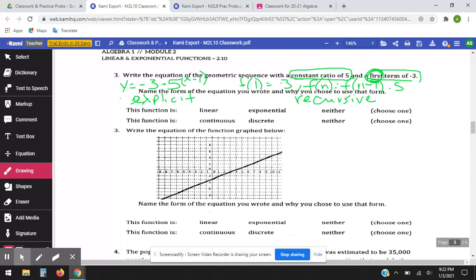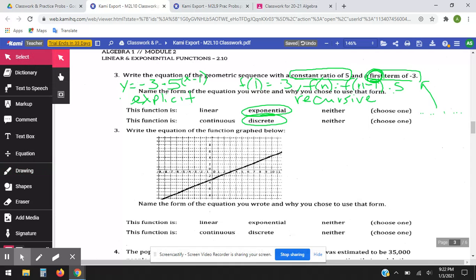Now, when I go to answer my questions down here, we are exponential because we've got the exponent. We know we're multiplying, constant ratio. This function would actually be discrete because it's telling us a first term and it's telling us what to do to find the next term. So we would have a first term, a second term, a third term, a fourth term, a fifth term, and it's not technically connecting them. So we could use either equation, but it does mean it's discrete.